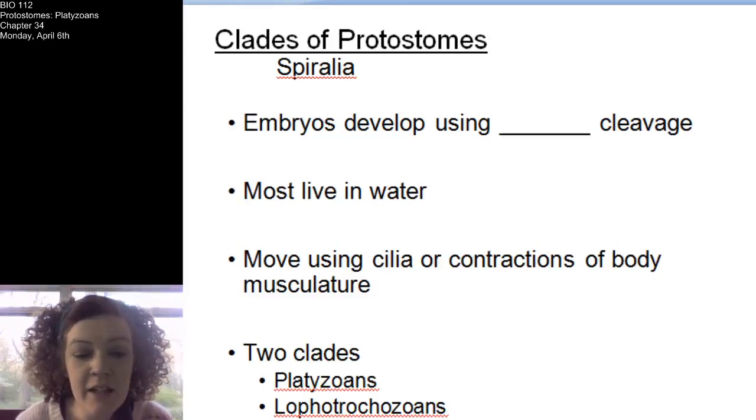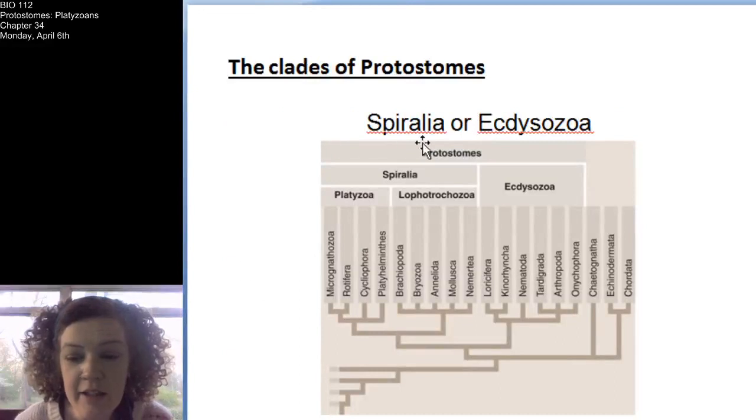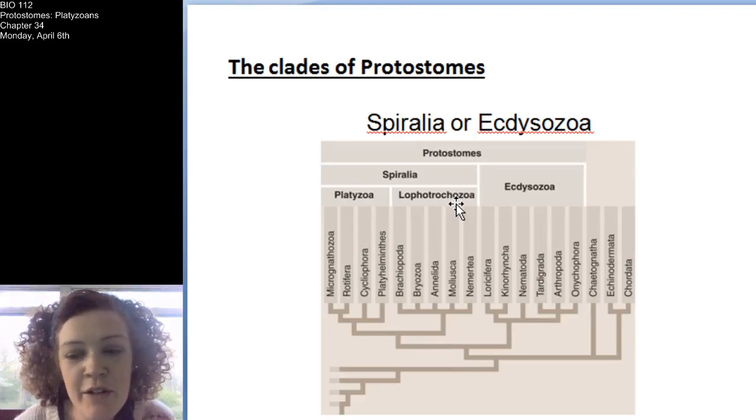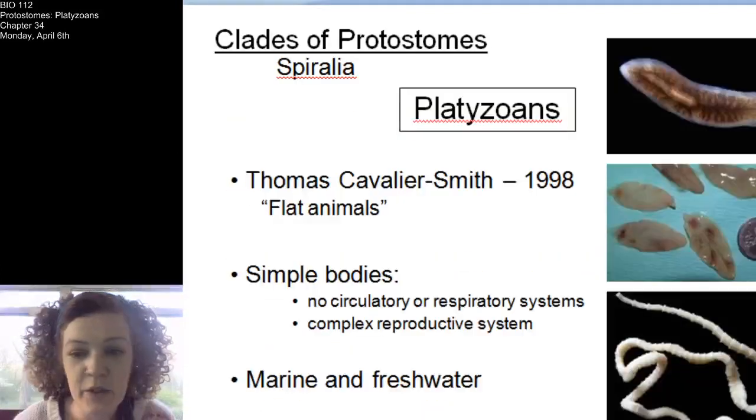And within the spiralia, you have two groups. You have the platyzoans. This platyzoa means flat animals. So platyzoans and lophotrochozoans. And those animals are named for a feeding structure and the name of their larva. It's actually kind of mishmashed together, but we'll talk about that when we get to the lophotrochozoans. So you don't have to worry about that right now, because today we're just going to be talking about platyzoans, and particularly the Platyhelminthes. Okay, cool.